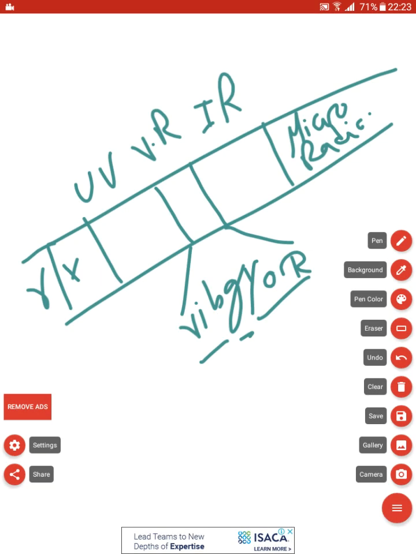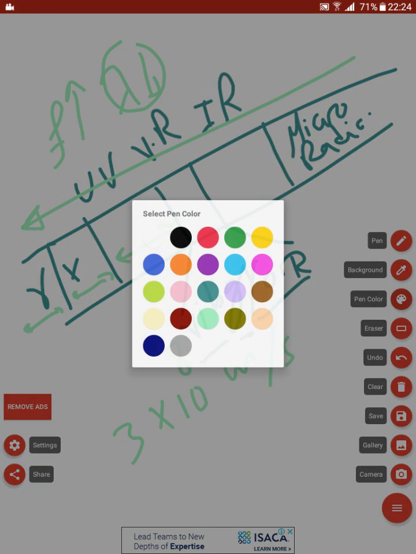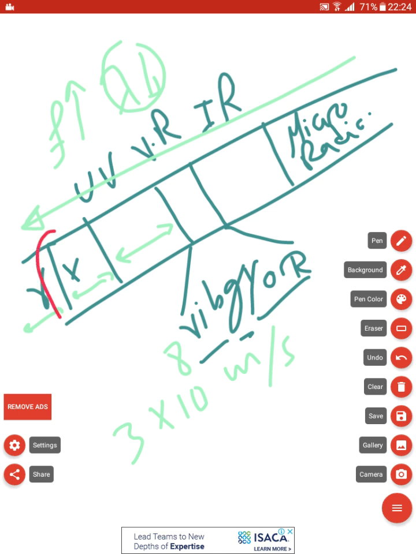As you move towards the gamma side, frequency of the wave increases, wavelength decreases. But all of these have the same speed, which is 3 times 10 to the power 8 meters per second. You have to remember the wavelength or the range of wavelengths for each type of wave, okay? Maybe sometimes there is an intersection between X and gamma for the wavelength and between micro and radio waves.